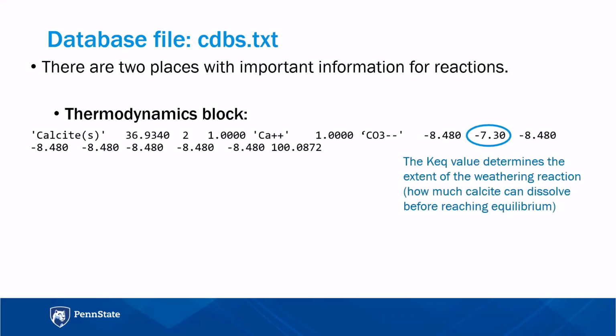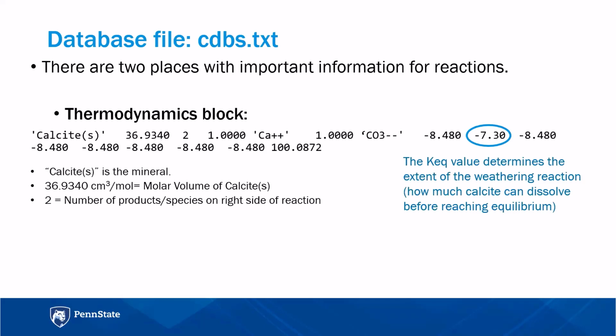Walking through this line from left to right, we have calcite as our mineral. The number starting with 36 is our molar volume of calcite. The number 2 represents the number of products or species on the right side of the reaction. The number 1 represents the stoichiometric coefficient for those products. So we have calcium and carbonate both having stoichiometric coefficients of 1.